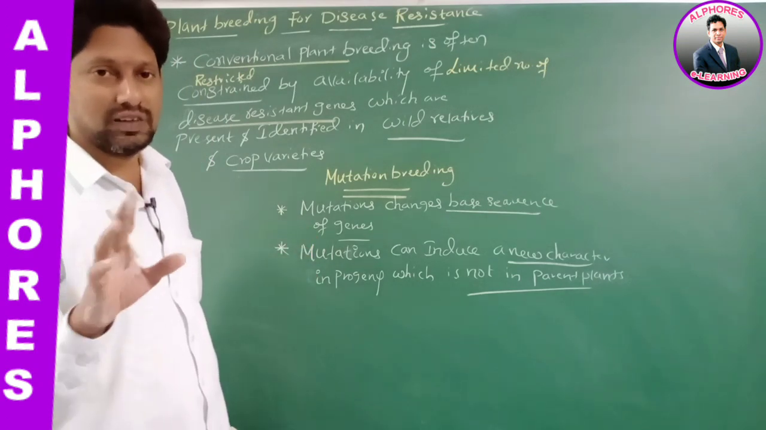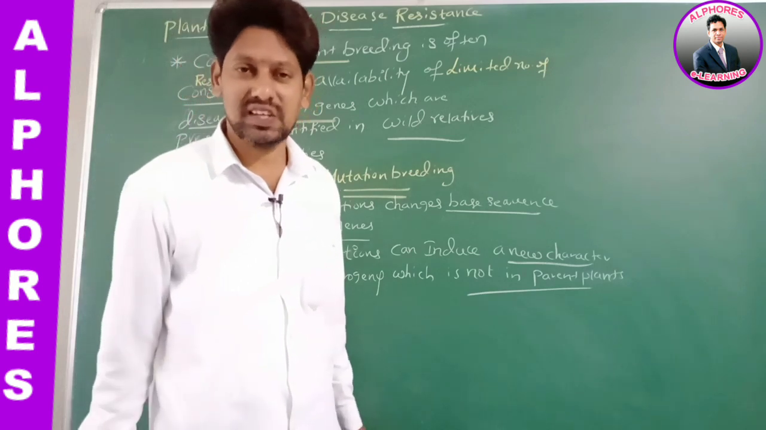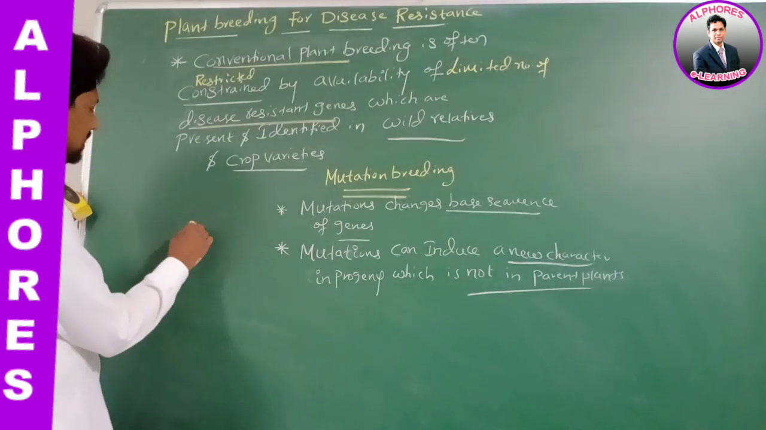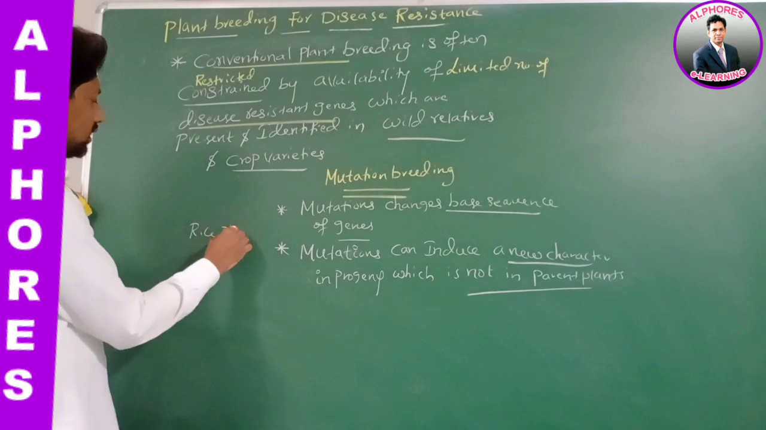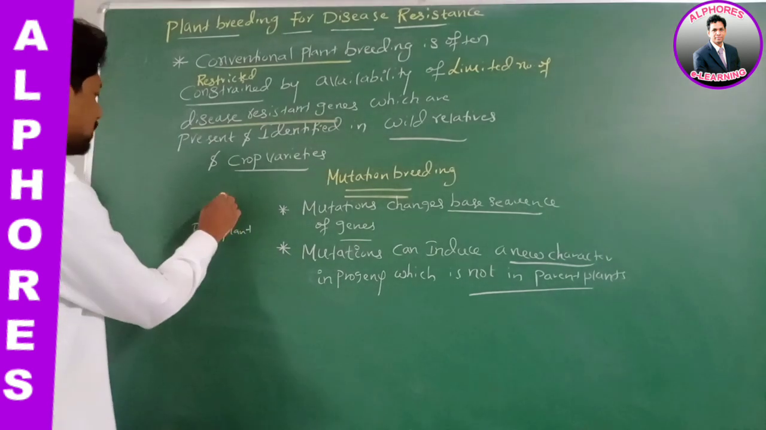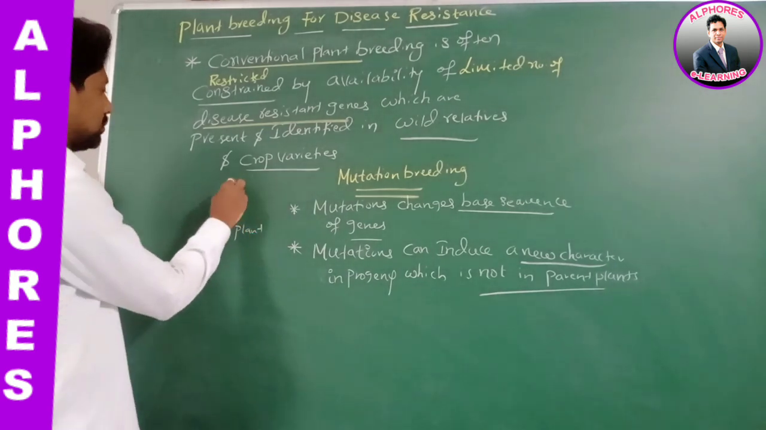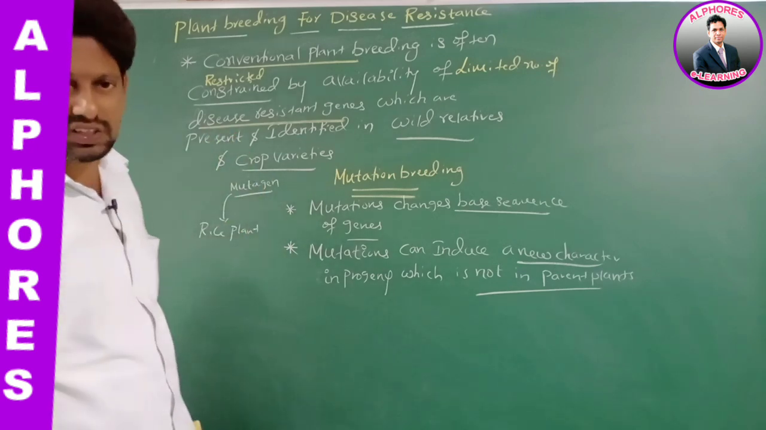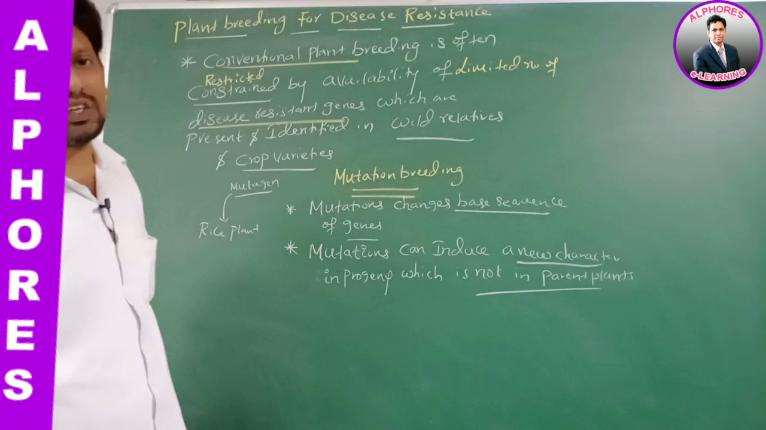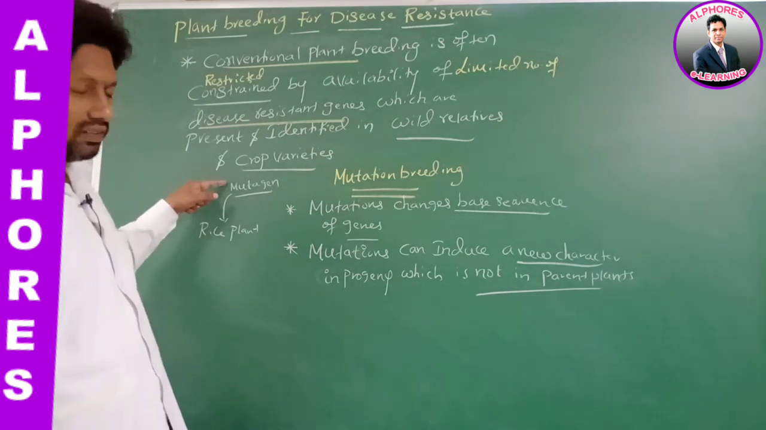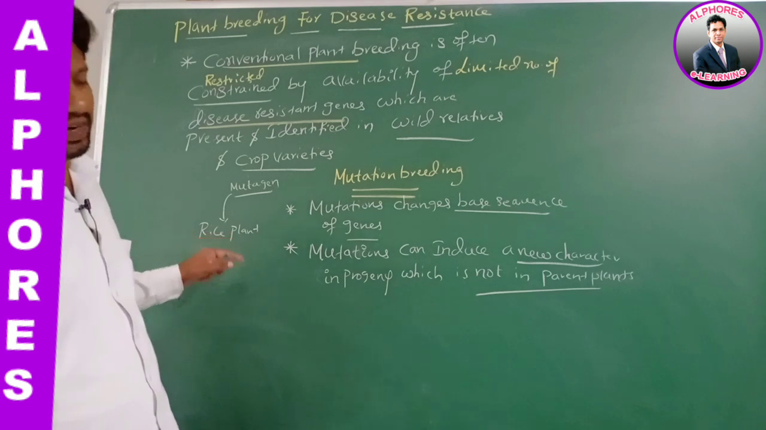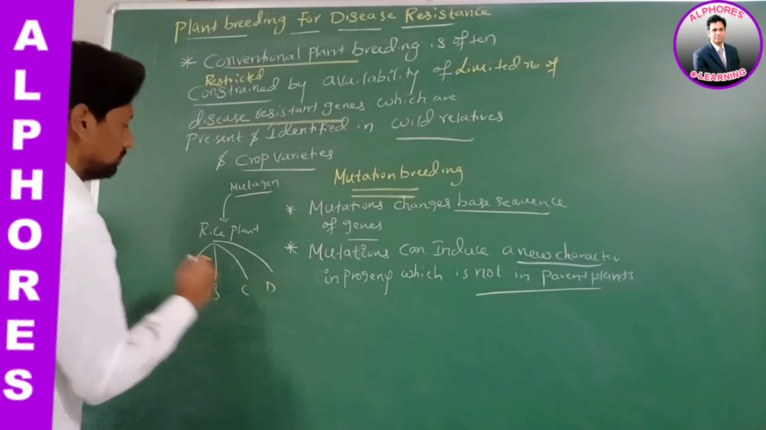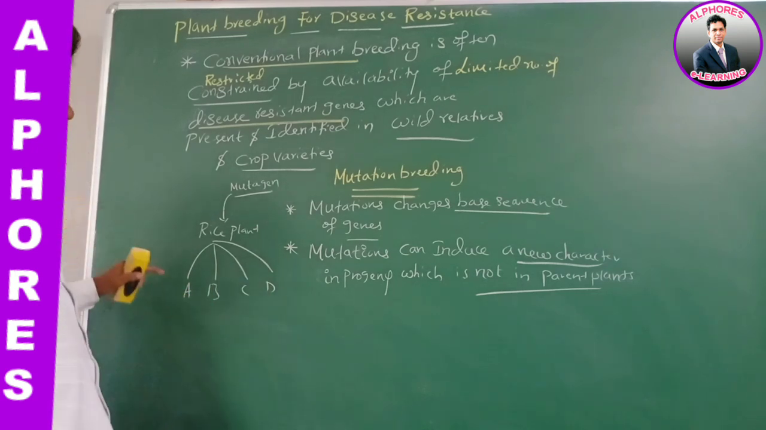But mutations are not always desirable. Are mutations always desirable? No. For example, take a rice plant. This rice plant has undergone mutations with the help of mutagens. Using mutagens means we are discussing induced mutations. Mutagens are chemical substances which induce mutations. By using a mutagen, mutations are done in the rice plant, and for example we got 4 varieties of rice, A, B, C, D.